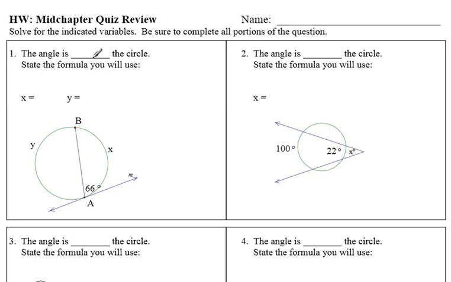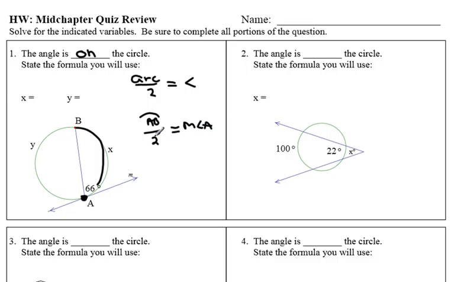Number 1, the angle is on the circle. And the formula you use when the angle is on the circle like this is that it's an inscribed angle, and you would take the arc and divide by 2. That gives you your angle. So in this case, you have arc AB. You would divide that by 2, and that would equal your angle A.